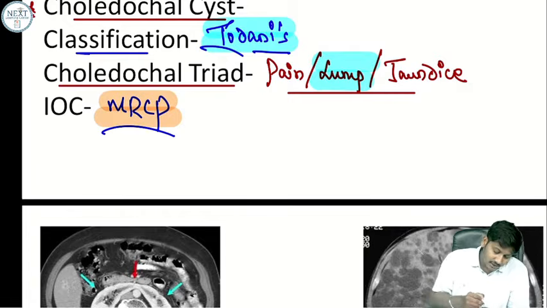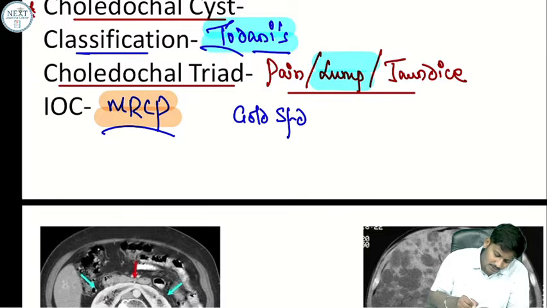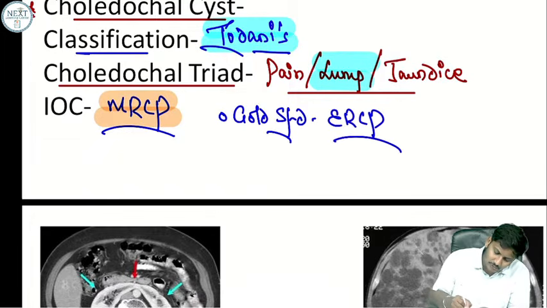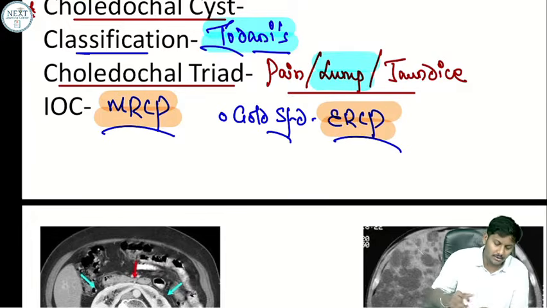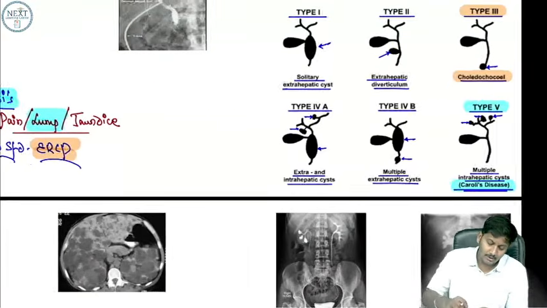If MRCP fails to make a diagnosis, then the gold standard investigation is ERCP. Reason: ERCP is invasive, and second, important, ERCP is not only diagnostic but also therapeutic. It can also help us in treatment. That is important to be remembered. Clear? So these are the important things that you have to remember.